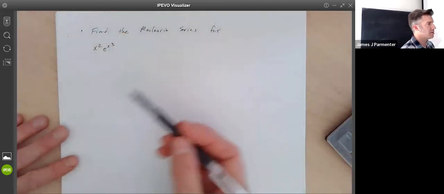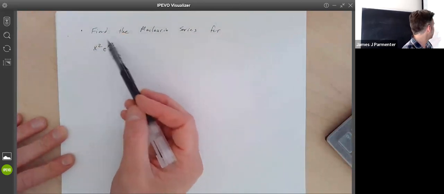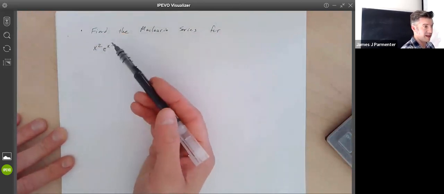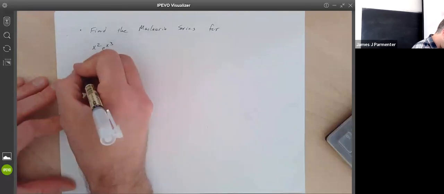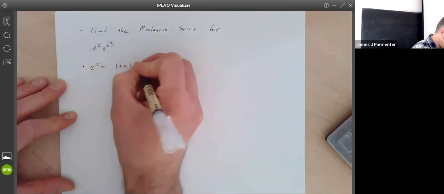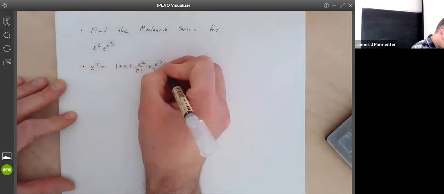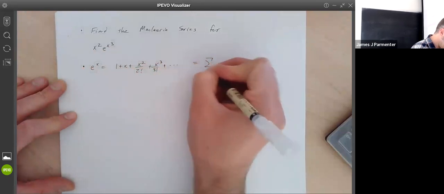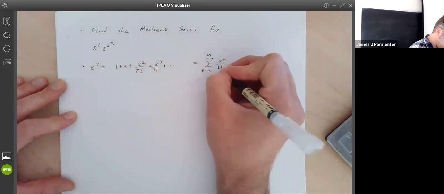So you could start taking derivatives, doing all that crazy stuff, but as you can see, derivatives of this after like the first couple times are going to get way out of hand. Product rule, chain rule, all that stuff. So instead, we're first going to remember e to the x is equal to 1 plus x plus x squared over 2 factorial, et cetera, which is the sum from n equals 0 to infinity of x to the n over n factorial.